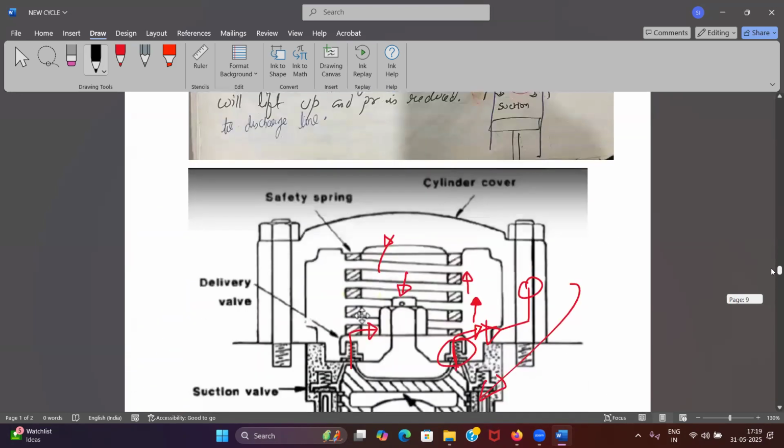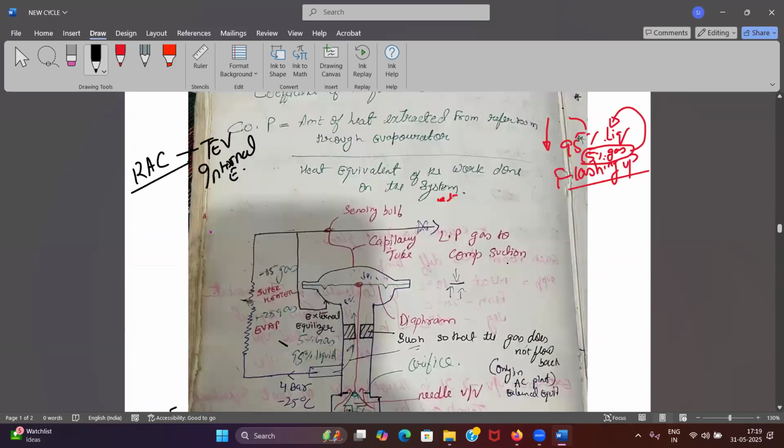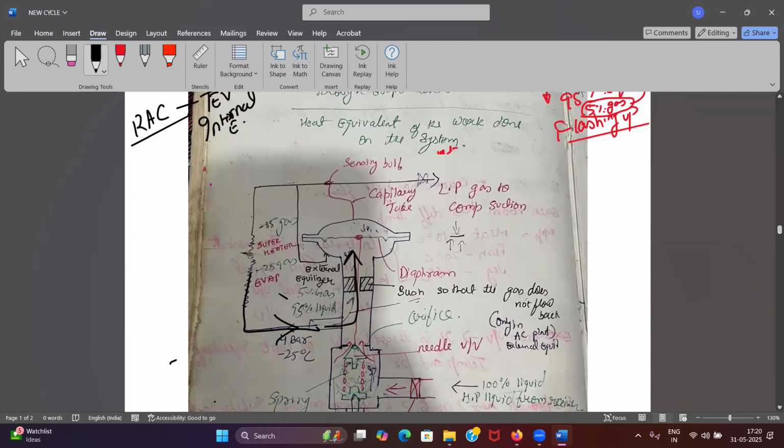I'll go back here into your TEV. So if this pressure is more, I have created a back pressure into the system, so P2 will be more. What will happen to my diaphragm? It will increase, lift up my needle valve upward. Will it lift my needle valve? Yes, sir. That means less refrigerant will be coming. If less refrigerant is coming, less flashing up. That means this temperature will be higher.